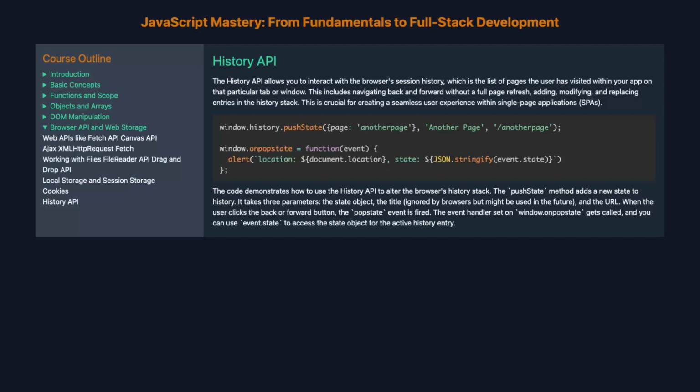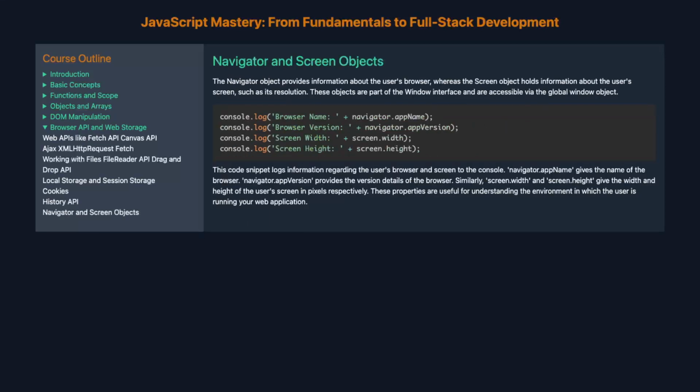The code demonstrates how to use the History API to alter the browser's history stack. The pushState method adds a new state to history. It takes 3 parameters: the state object, the title, ignored by browsers but might be used in the future, and the URL. When the user clicks the back or forward button, the popstate event is fired. The event handler set on window.onpopstate gets called, and you can use event.state to access the state object for the active history entry.